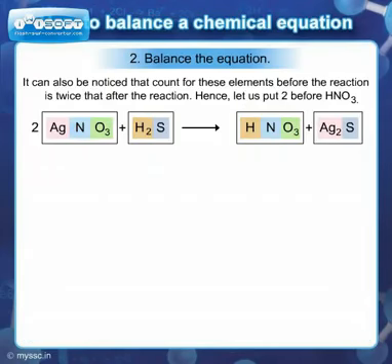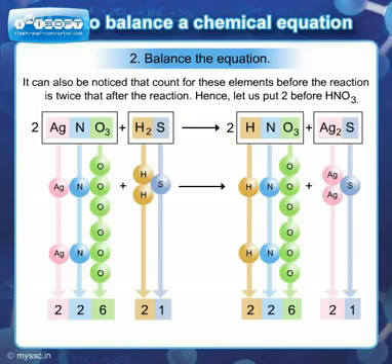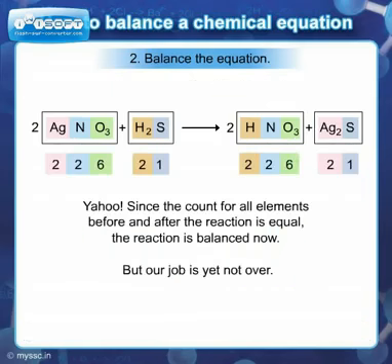It can also be noticed that the count for these elements before the reaction is twice that after the reaction. Hence, let us put 2 before HNO3. Let us again make an element inventory, that is, note the number of atoms both before and after the reaction. It is seen that all the elements have equal number of atoms in reactants and products. Yahoo! Since the count of atoms for all elements before and after the reaction is equal, the reaction is balanced now. But our job is not yet over.